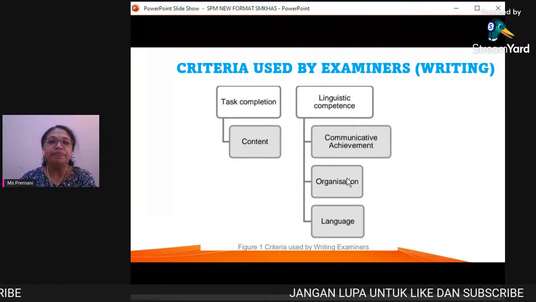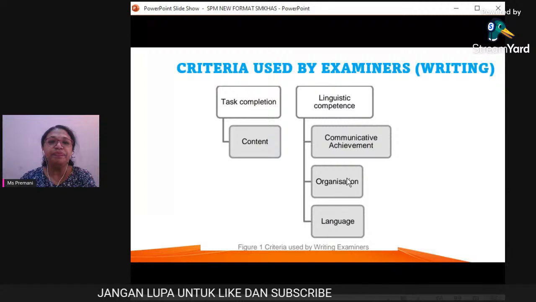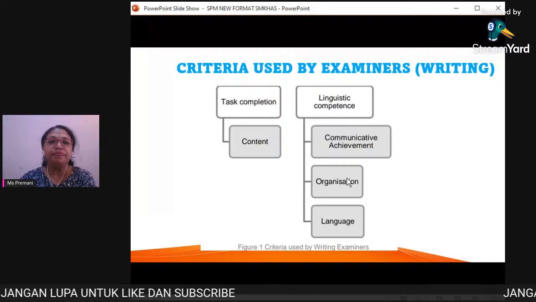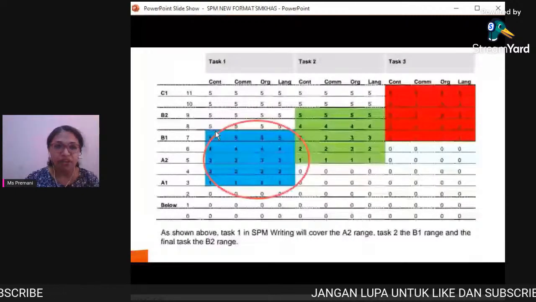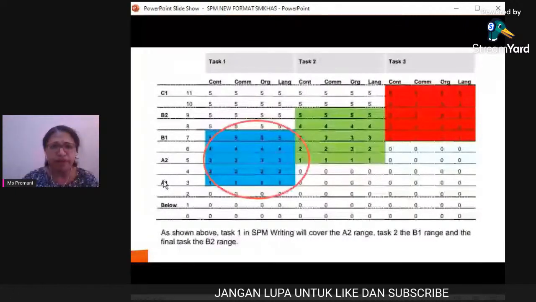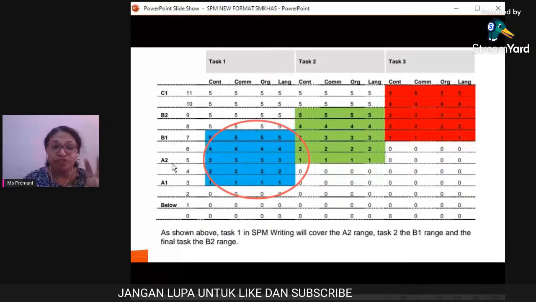Okay, this is what I meant before we go further. If you see task 1, you say 1 until 5 marks for the task. So task 1 is very easy, short one, right? Very direct to the point. So that level of getting 5 is within this range.